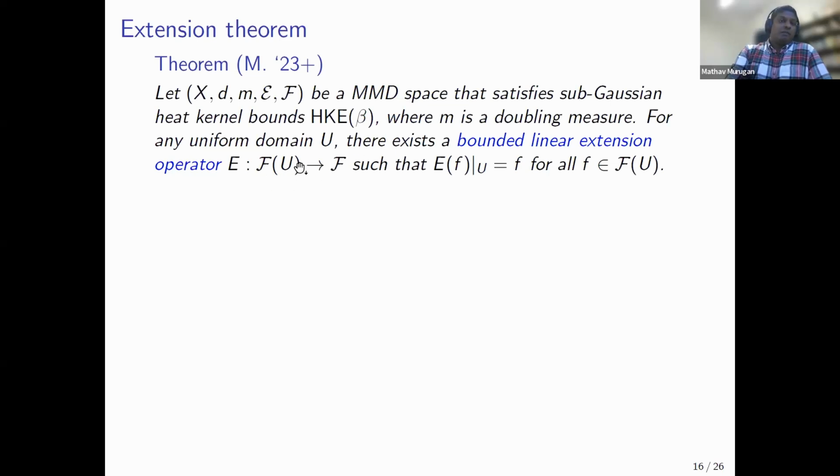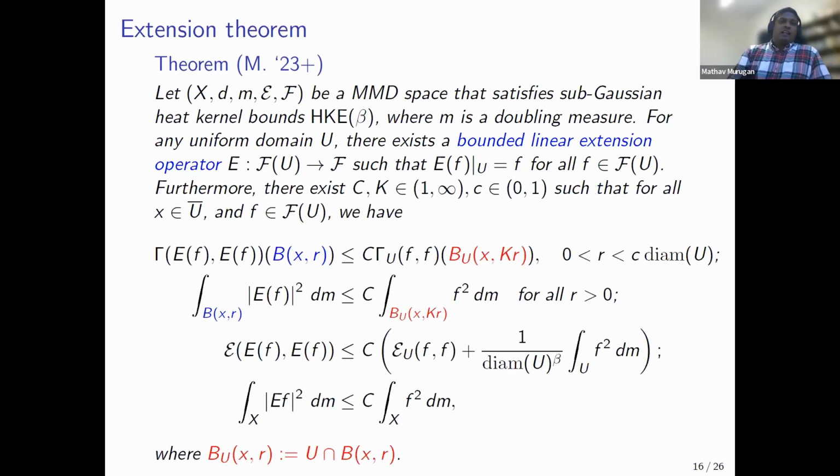So this operator extends functions from the domain of the reflected diffusion to the domain of the ambient diffusion. It's an extension operator in the sense that if we restrict E of F to this domain U, we get back the function F that we started with. And it's a bounded operator in the sense that both these spaces have their natural Hilbert space structure with respect to their natural energies plus their natural L2 norms. With respect to those Hilbert space structures, it's a bounded operator.